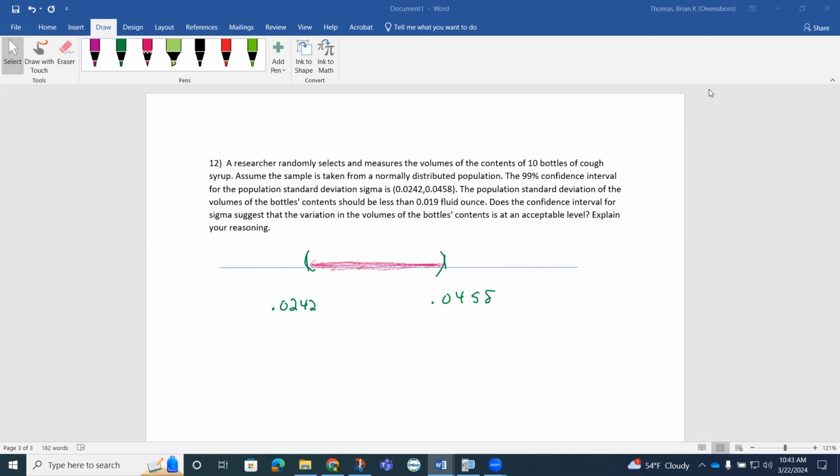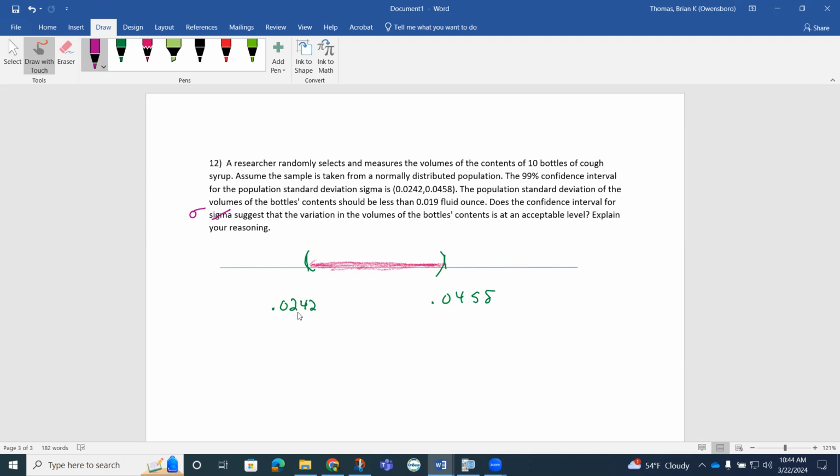So does the confidence interval for sigma, in other words, the population standard deviation, suggest that the variation of the bottles is at an acceptable level? So this is what they did. This is the sampling.